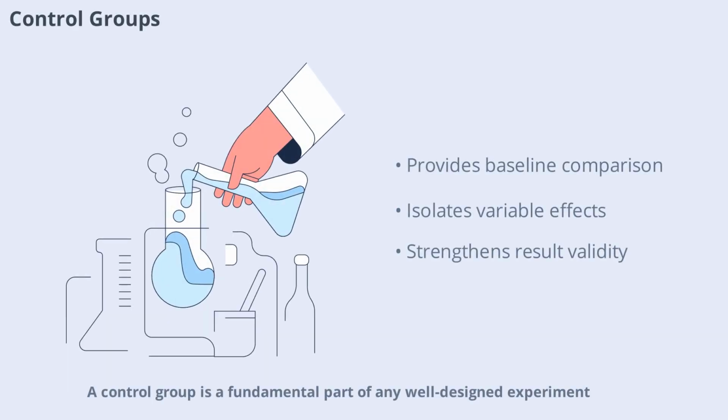Control group is a fundamental part of any well-designed experiment. It serves as a baseline for comparison, allowing researchers to determine the effect of the variable being tested. For example, in a study on plant growth, one group of plants might receive fertilizer while the control group does not. By comparing the two groups, scientists can isolate the impact of the fertilizer. Control groups help eliminate alternative explanations and strengthen the validity of the result.